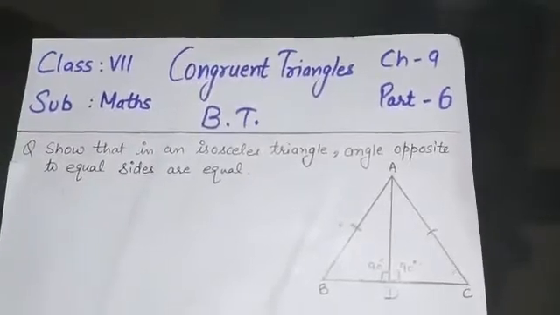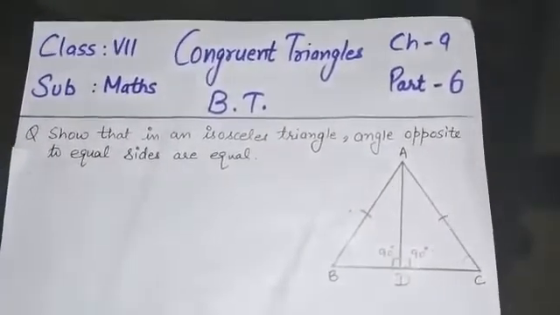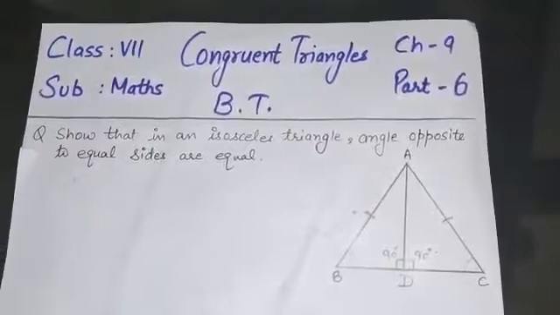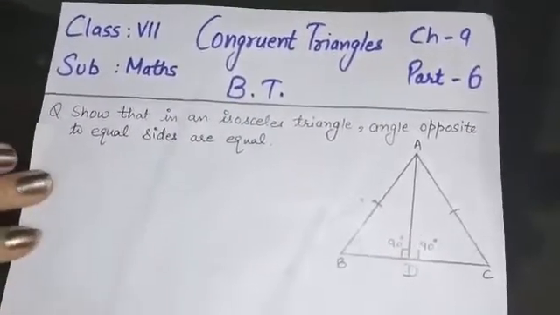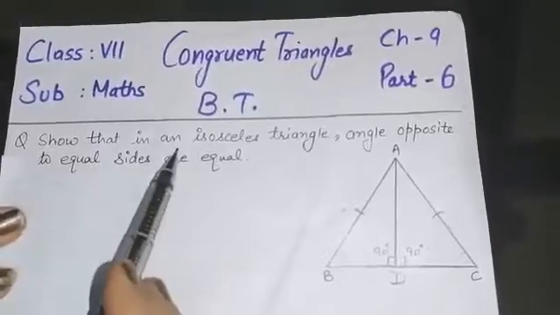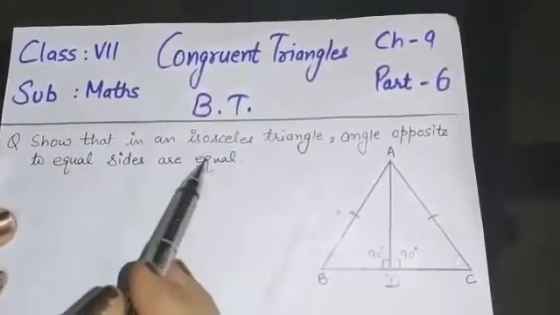Hello students, in today's e-lecture we are continuing with our chapter Congruent Triangles. Today we are going to discuss the brain teaser questions. The first question: show that in an isosceles triangle the angles opposite to equal sides are equal.